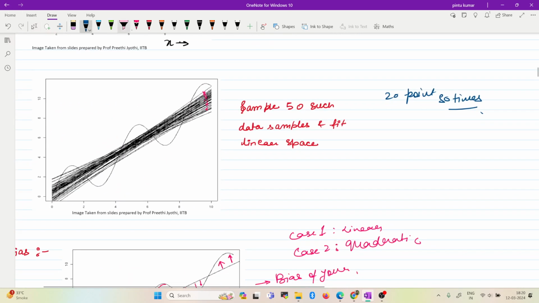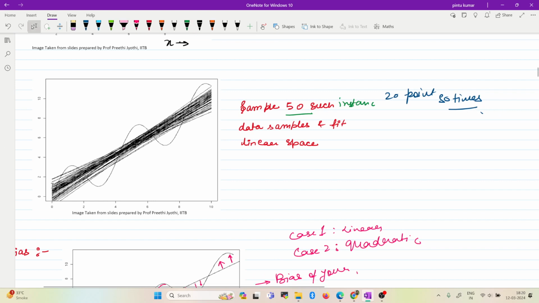So for every time that we have sampled, we will have a line that fits that particular set of samples, or that particular training data set. Now we will plot those lines. So we have 50 such instances, and I have taken this from slides prepared by Professor Preeti Jyoti from IIT Bombay. She has plotted these 50 lines that she obtained on 50 instances.